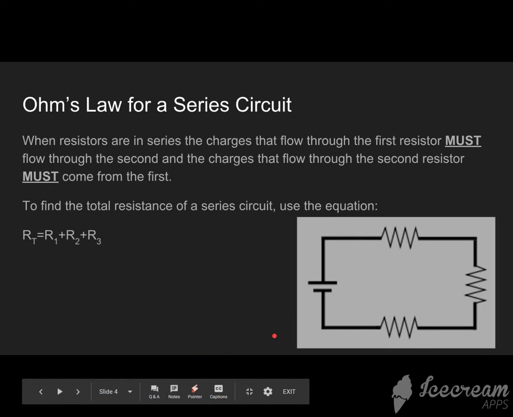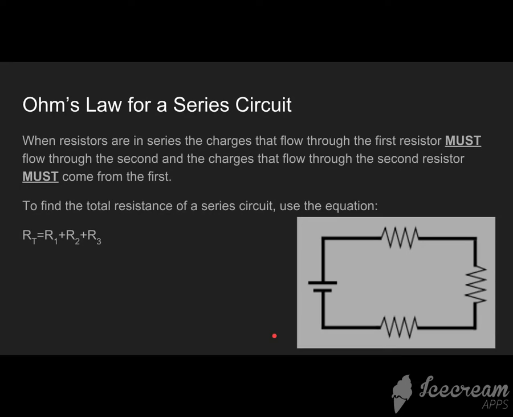Ohm's law for a series circuit. When resistors are in series, the charges that flow through the first resistor must flow through the second, and the charges that flow through the second resistor must come from the first. To find the total resistance of a series circuit, use the equation: the total resistance equals resistor 1 plus resistor 2 plus resistor 3.